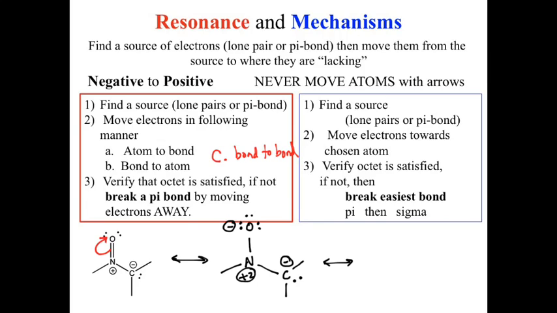So with this structure, no pi bonds to worry about, but I do have lone pairs. I could take the lone pairs from the oxygen, but that takes me right back to where I started, so I'll take the lone pairs from the carbon. So I'll move those electrons from the atom into the bond, and notice that my arrow starts with the lone pair and ends in the bond.